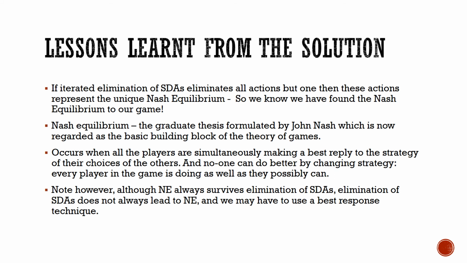If iterated elimination of strictly dominated actions eliminates all actions but one, then these actions represent the unique Nash equilibrium. So we know we have found the Nash equilibrium to our game. The Nash equilibrium occurs when all the players are simultaneously making a best reply to the strategy of the choices of the others, and no one can do better by changing the strategy, i.e. every player in the game is doing as well as they possibly can.